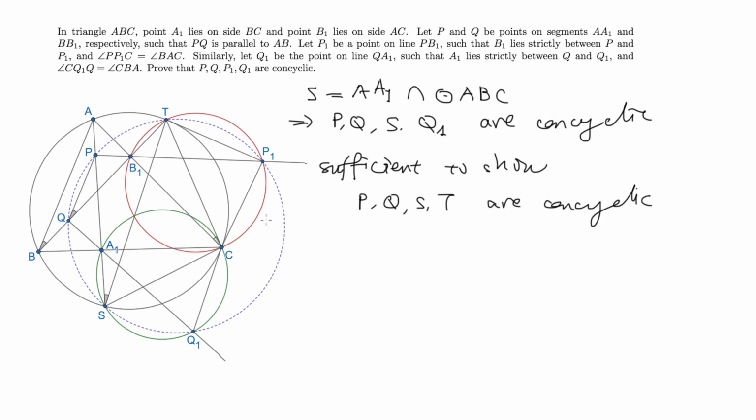If you are familiar with Reim's theorem, this is just a simple application of it. Otherwise, I will just show you by a simple angle tracing argument. Indeed, the angle PST equals the angle ABT. And since PQ is parallel to AB, the angle ABT equals the angle PQT. So finally, we have P, Q, S, T are concyclic, which implies that all these 6 points P, Q, P1, Q1, S, and T are concyclic.